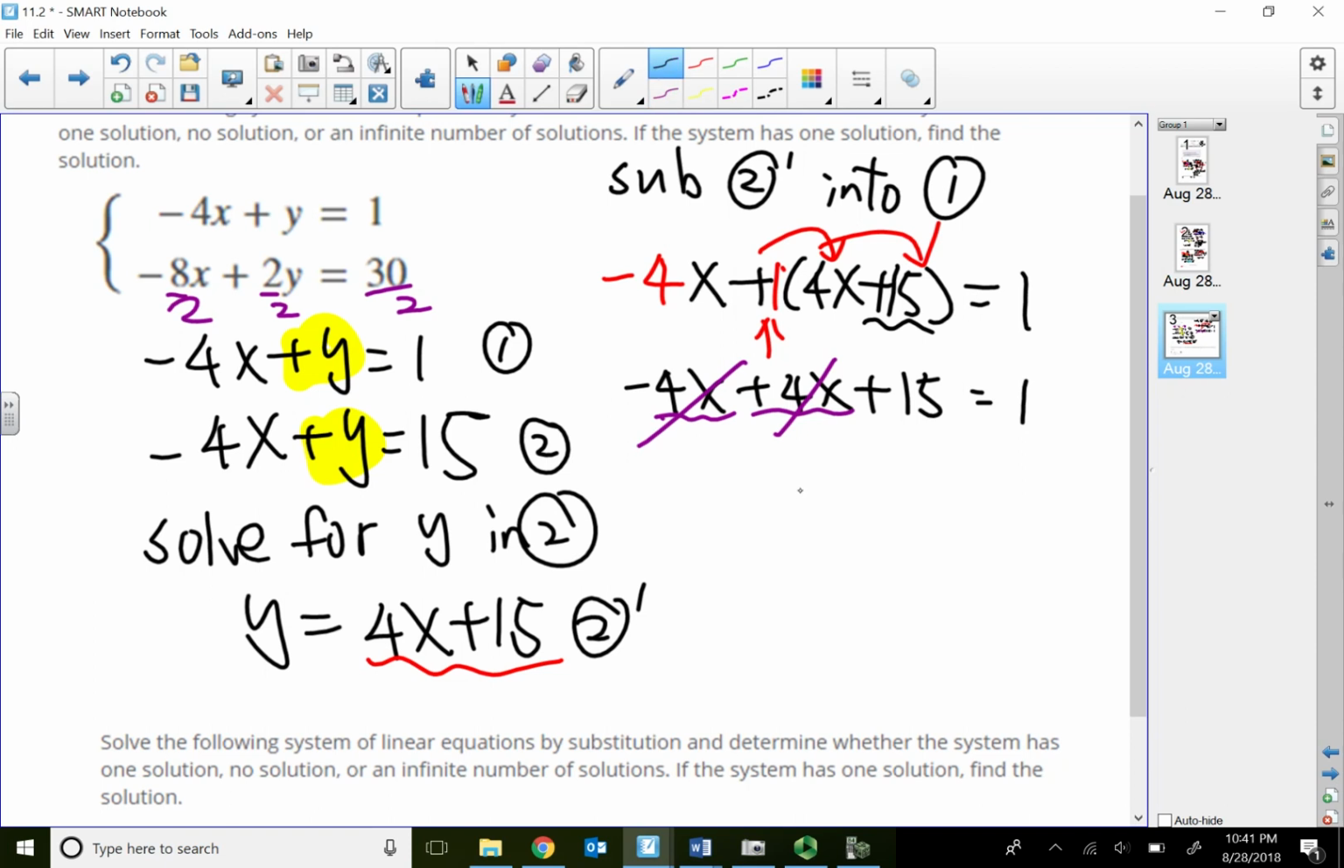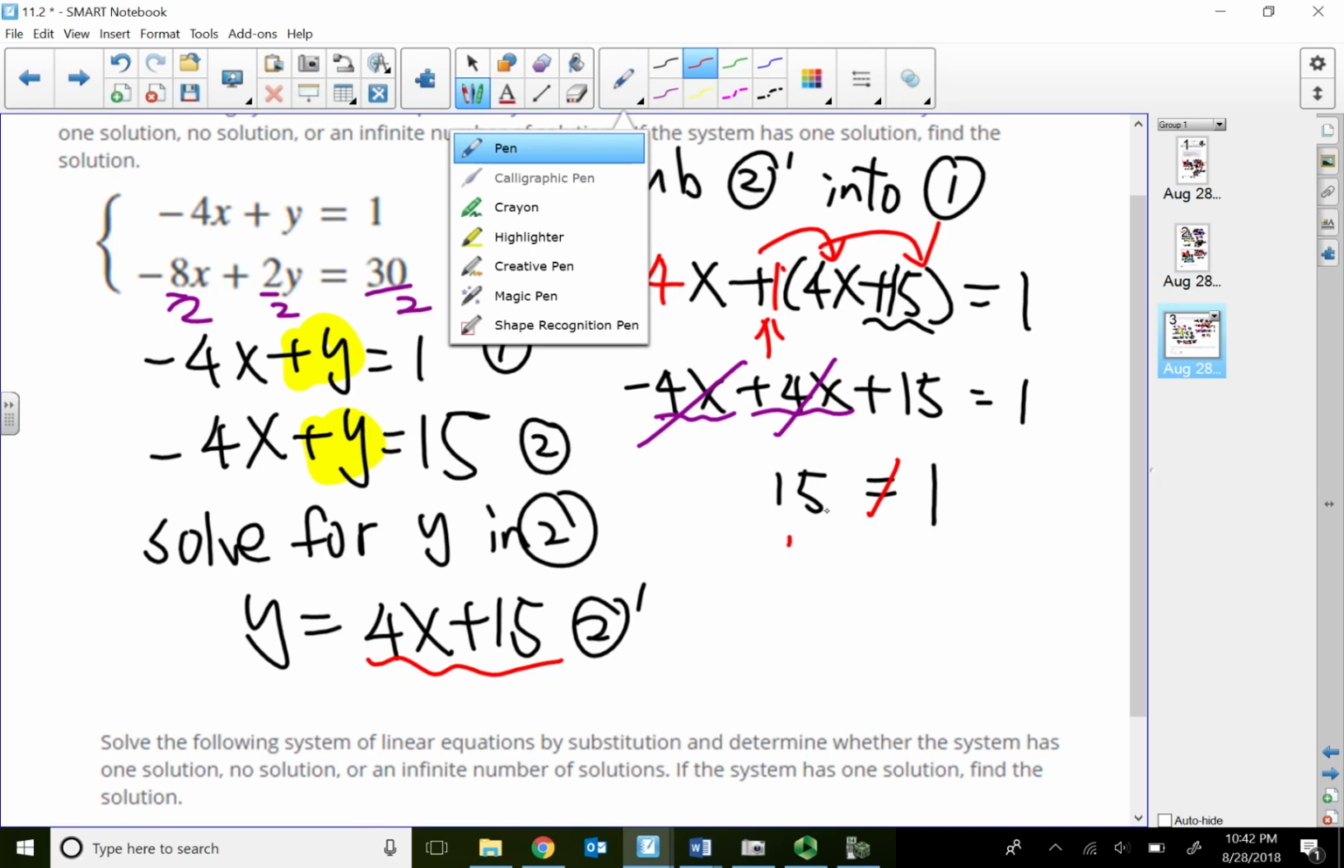So that leaves me with the left side, 15, equal to the right side, 1, which you know 15 cannot equal 1. So that tells me the left side does not equal the right side. One line never intersects with the other line. They stay parallel.